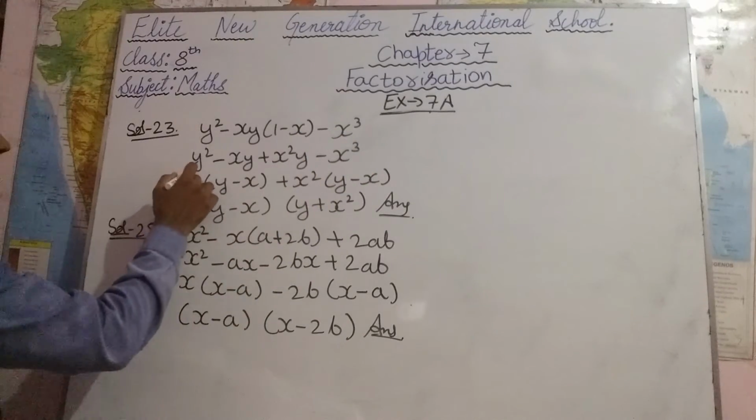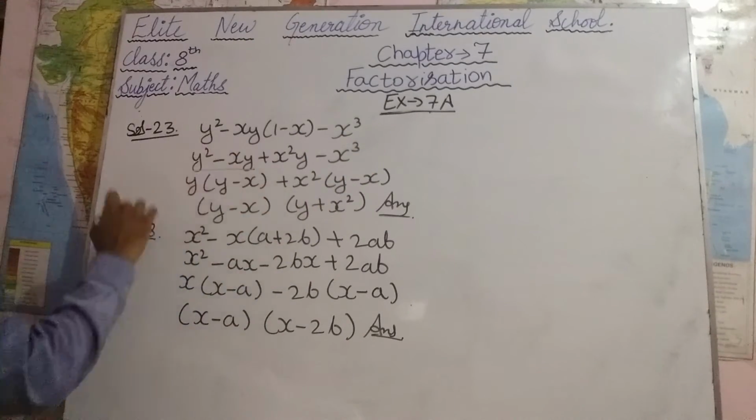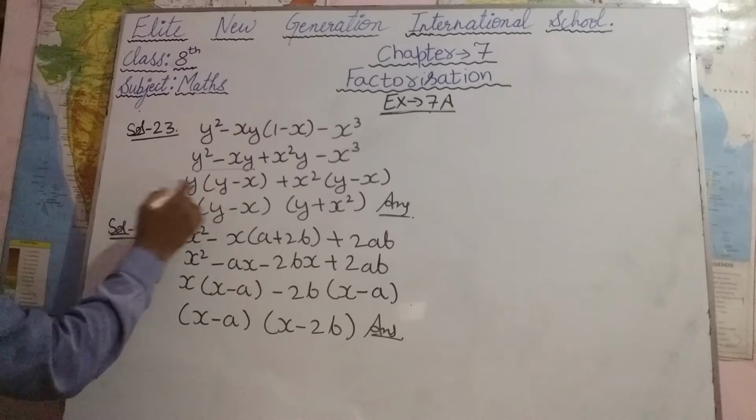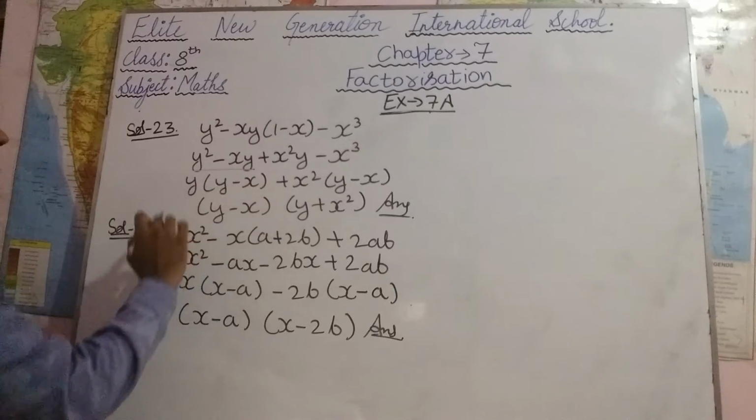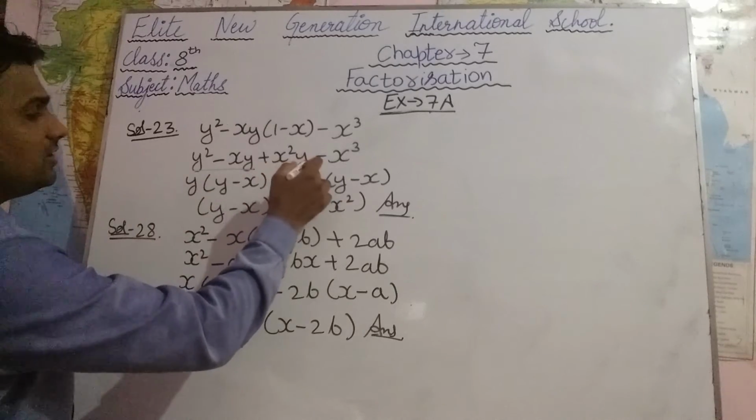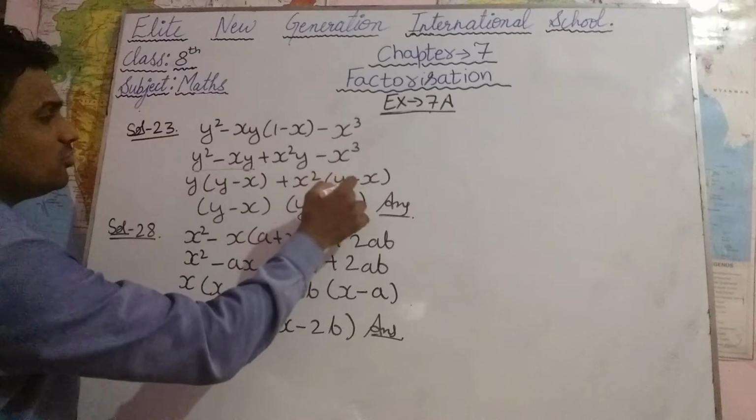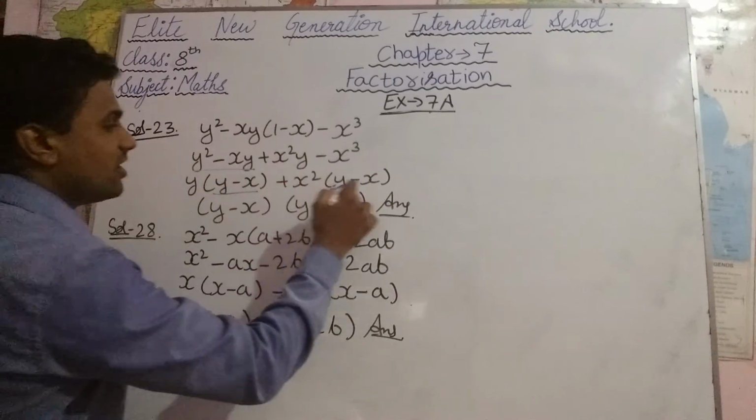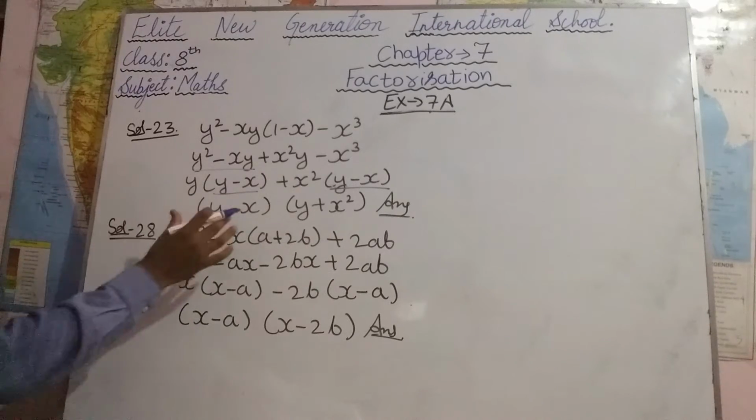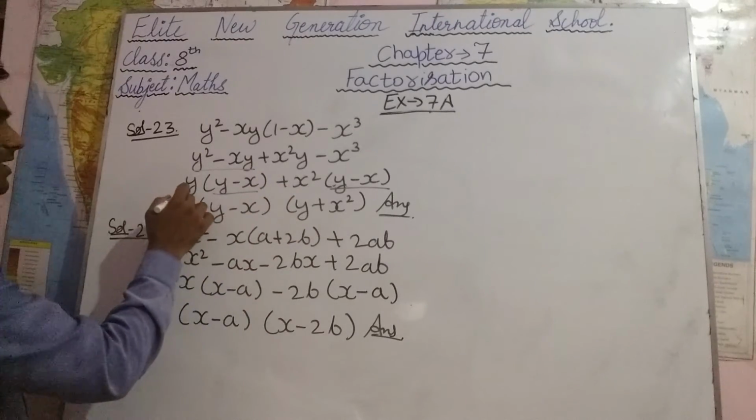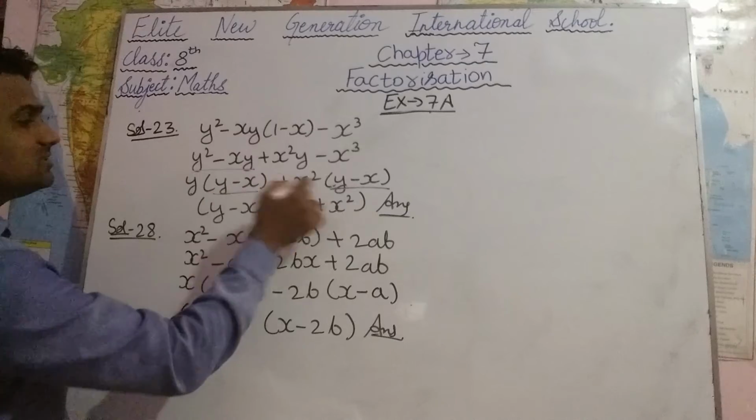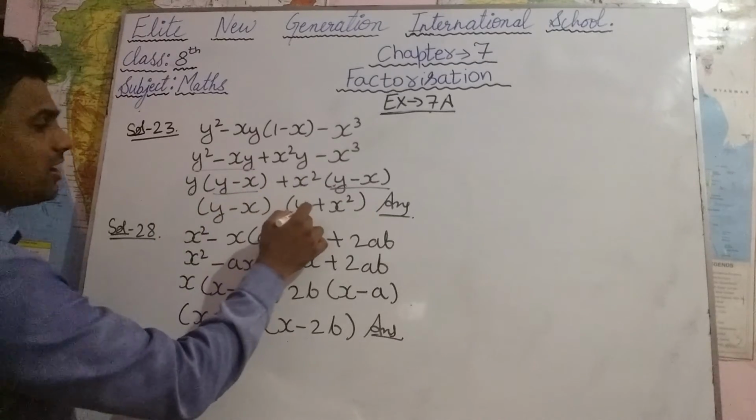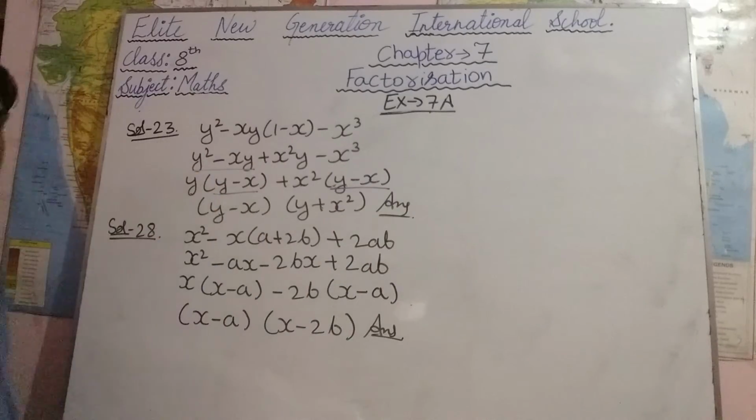Now we can take y as common from y square minus xy, so in bracket y will come out, and here in bracket y minus x will be left. So here also we can take x square as common, so it will be y minus x. Now y minus x and y minus x are common, so in bracket it will be y plus x square. So y minus x in bracket y plus x square will be the answer.